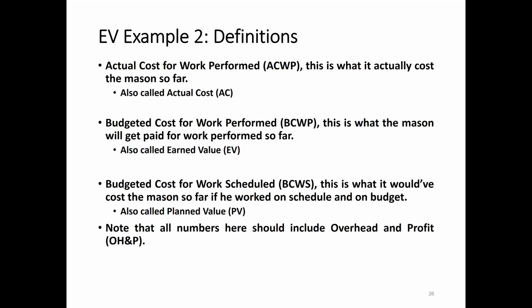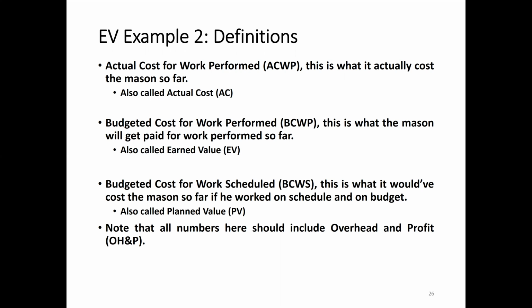Now we define these values, like what AC, EV, and PV are. Let's see what AC is. Actual cost of work performed, ACWP. This is what it actually cost the mason so far. Based on the market price, how much money he has spent until now for working 5 days. This is called the actual cost, AC.